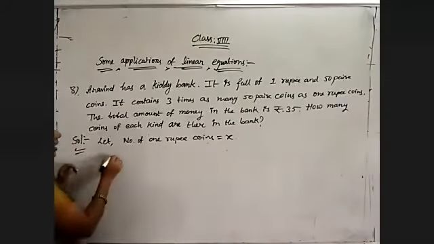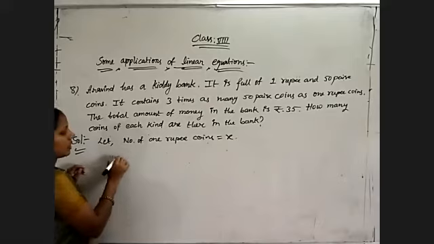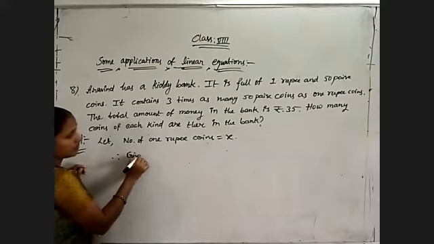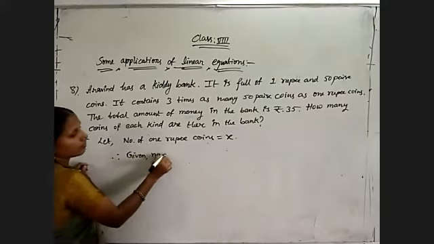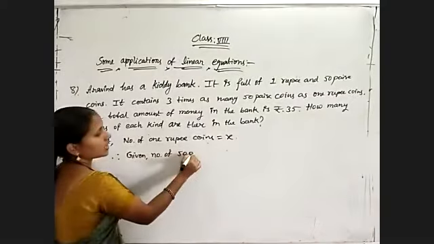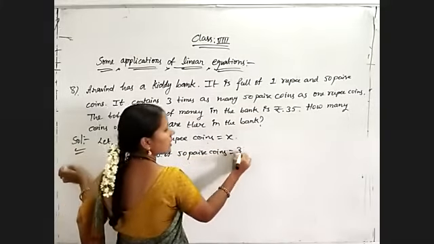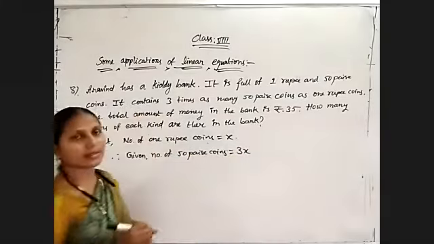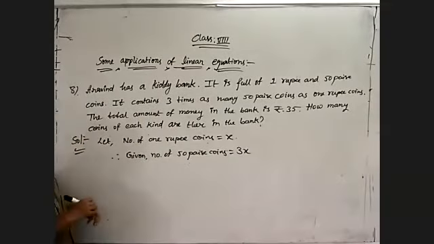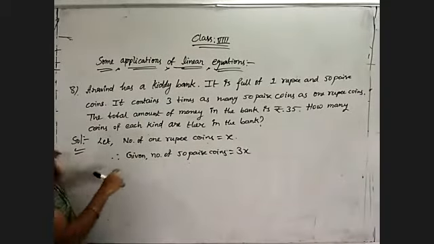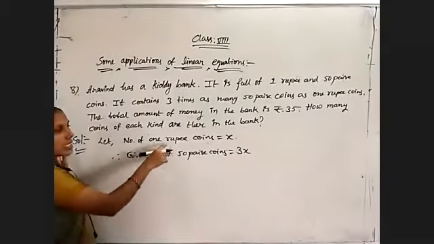Okay. Therefore, given that the number of 50 paise coins is equal to 3 times the number of 1 rupee coins. That is 3 into x. Now, total money given, but this is only the number.